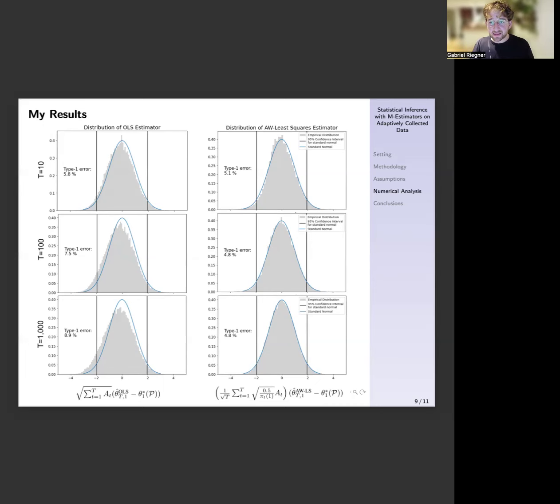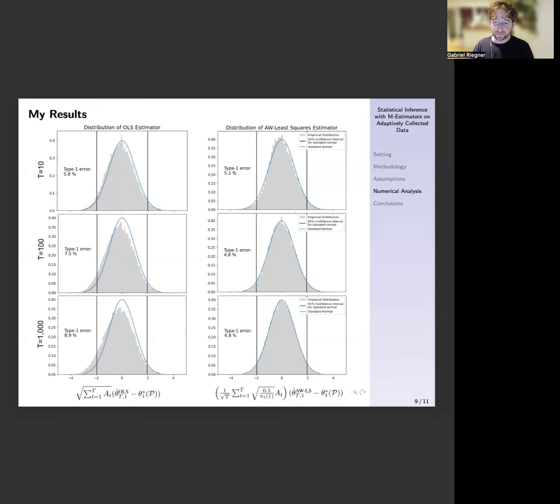And in contrast, the adaptively weighted estimator seems to maintain a type 1 error below the nominal level, which was 0.45%, across all of the sample sizes tested. So even with small samples of 10, it is controlling this false positive rate. So this demonstrates its ability to provide valid statistical testing, even when there are strong dependencies in the data, especially at a sample size of 1,000.